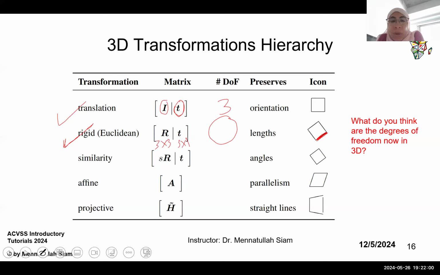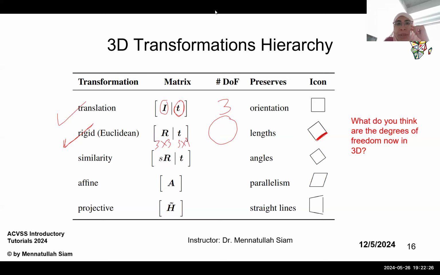Yeah, what do you think? How many degrees of freedom for the Euclidean transformation? Any suggestions on the chat? So we have 3 degrees of freedom for the translation. Miriam has helped us with that from the previous slides. For the rotation and the translation, how many degrees of freedom do you think?